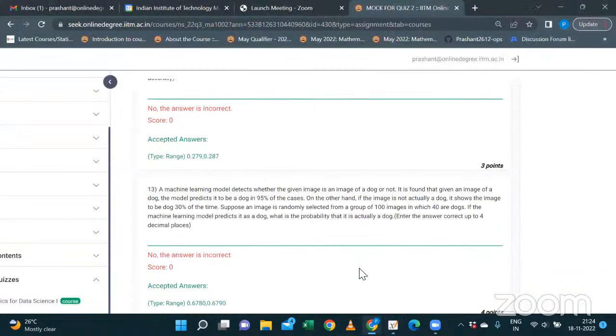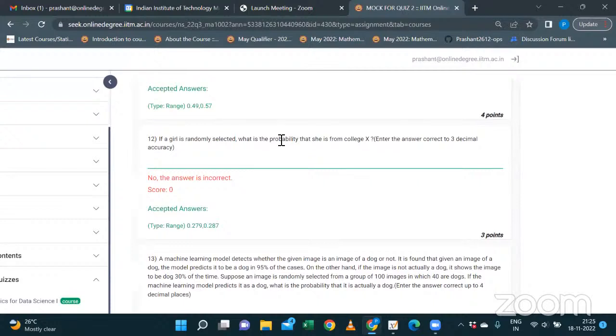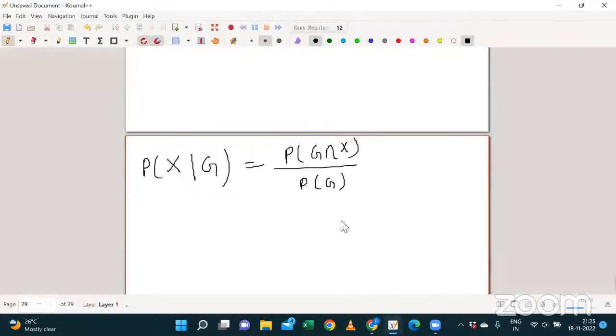Is that okay for everyone? Sir, in these questions I am getting confused about what to put in the numerator and what to put in the denominator. What we have to find, we put that value in the numerator, right? Which value are you talking about? I am talking about this one.